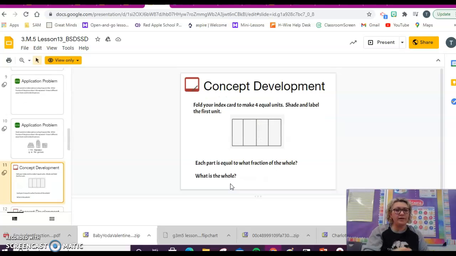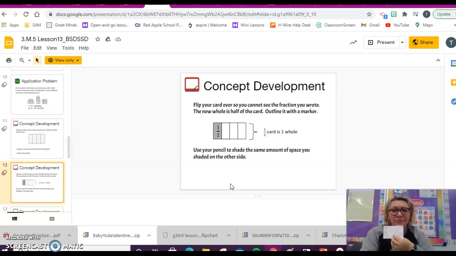Alrighty. Now we are getting to the fun part with your index card. So you fold it into 4 equal units. So what you do is fold it in half and then fold it in half again. Open it up. We have 1, 2, 3, 4 equal units. Okay, so shade and label the first unit. So I'm going to color this first unit, and it would be 1/4. So this unit is a fourth of the whole. The whole is 1, 2, 3, 4 fourths.